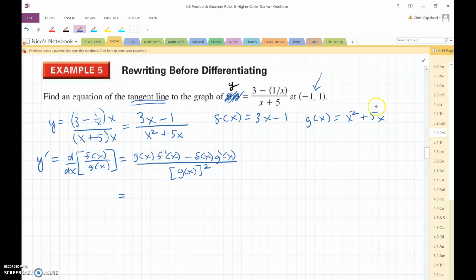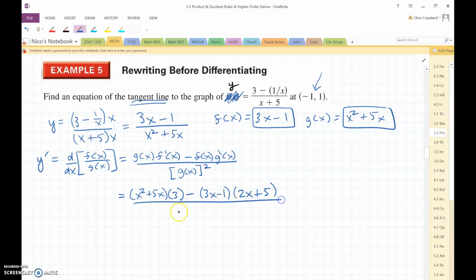g of x we know is x squared plus 5x. f prime of x would be 3, minus f of x, which is 3x minus 1, times g prime of x, which is 2x plus 5, all over g of x squared, which would be x squared plus 5x, and then we're going to square that. This would be y prime. And now I'm going to simplify the numerator.